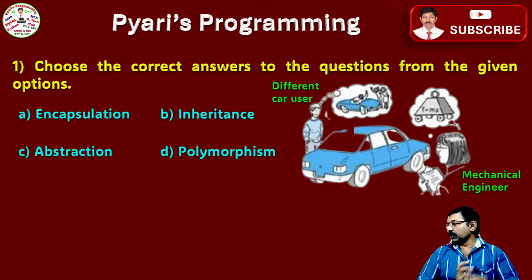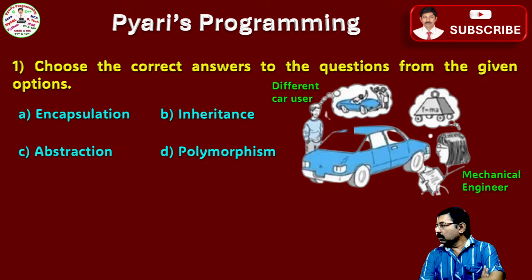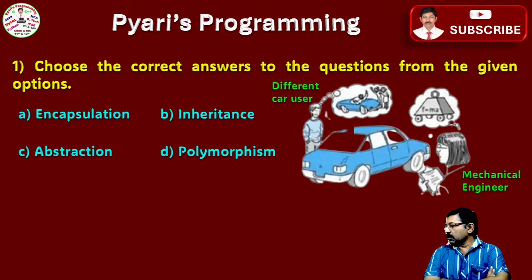One, C abstraction, D, C and D. One more we got, inheritance. Maximum are dealing with C and D. Okay.